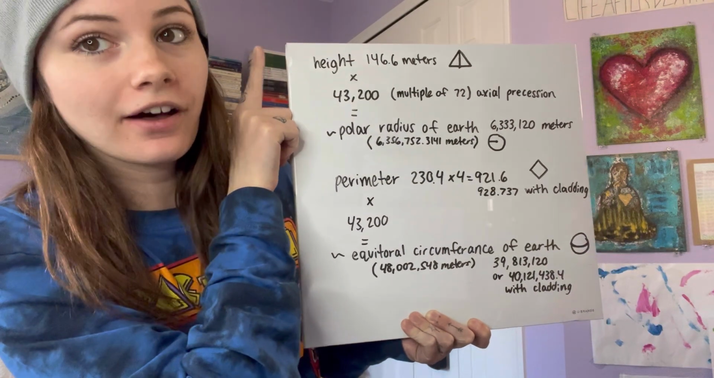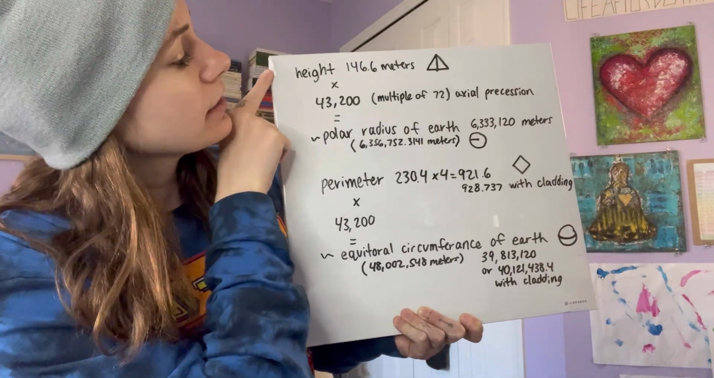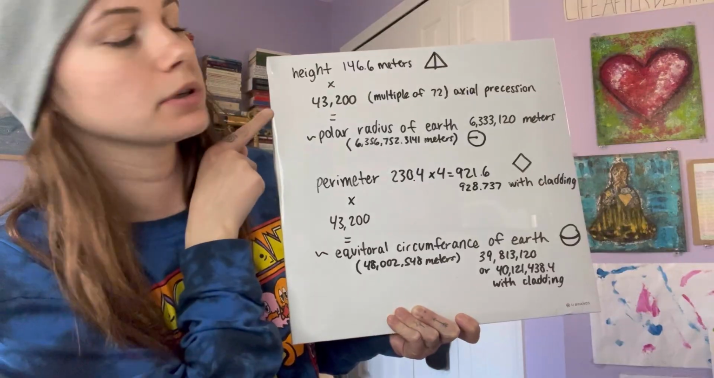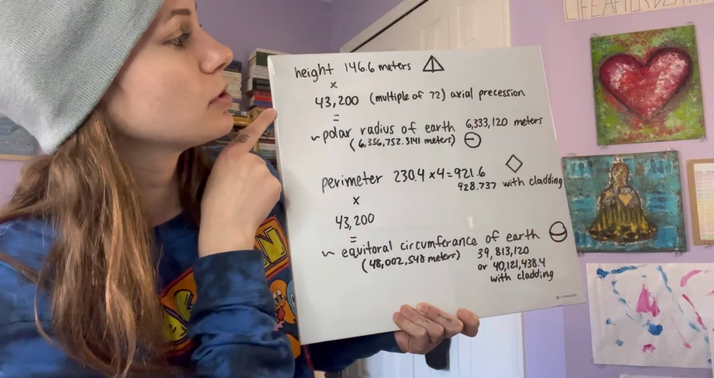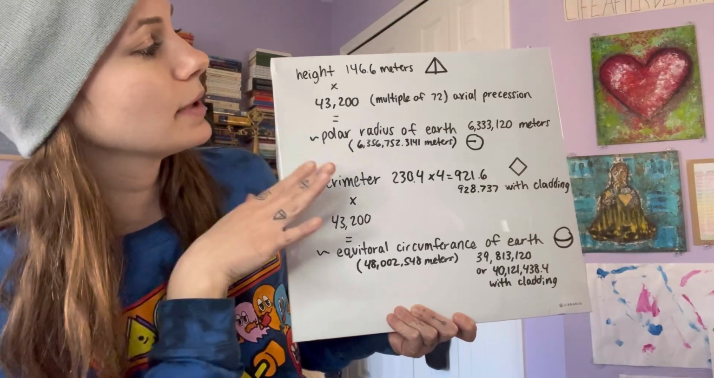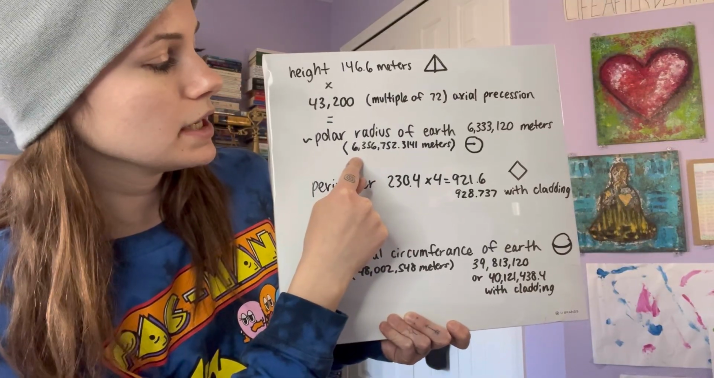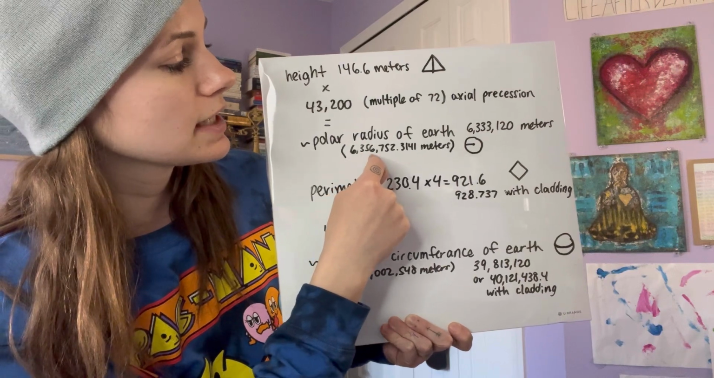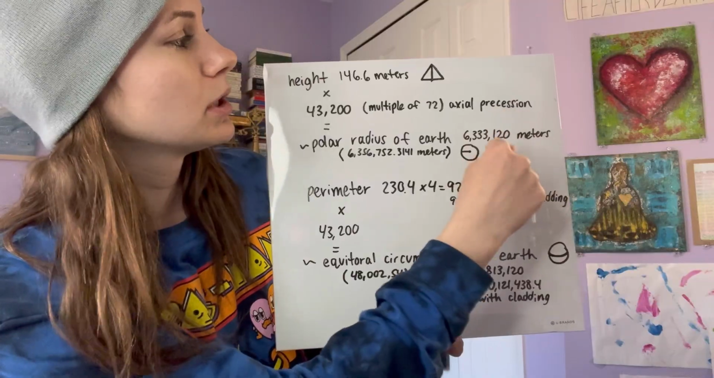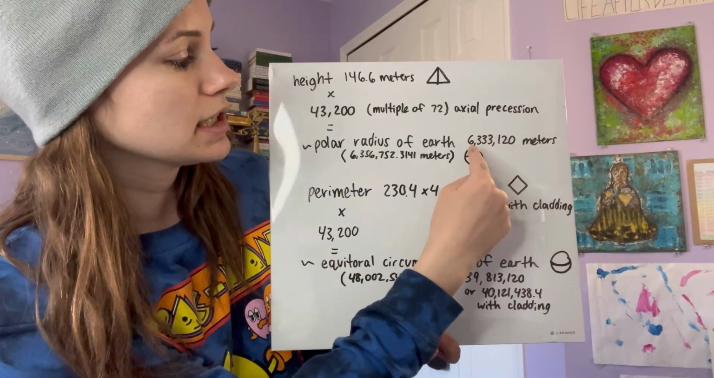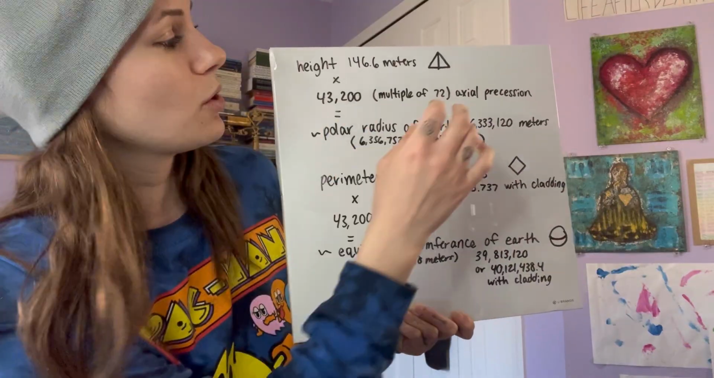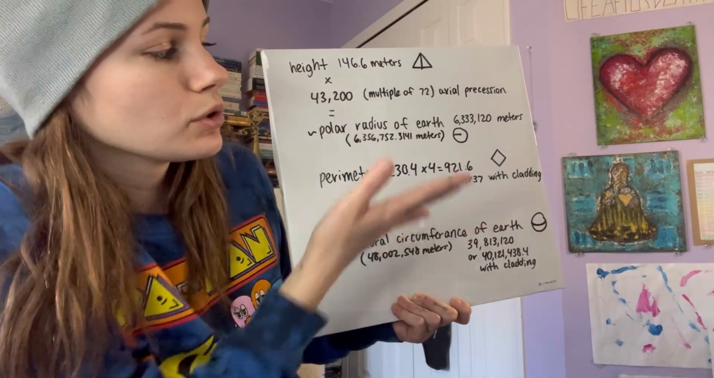If you take the height of the Great Pyramid in meters, multiply it by 43,200, which is the axial progression of the Earth. It's a multiple of 72. You multiply that by the height of the pyramid, you get about the polar radius of the Earth, which is 6,356,752.3141 meters. And the actual number you get when you do this math is 6,333,120 meters, which, that's a huge number. So this difference is well under 1%.